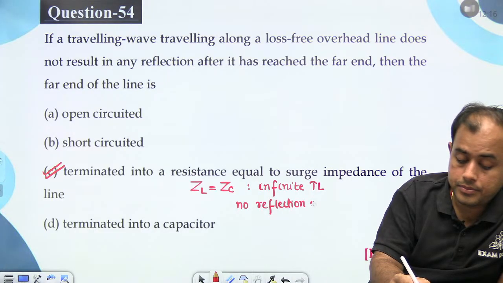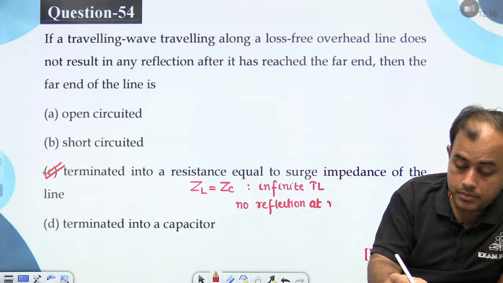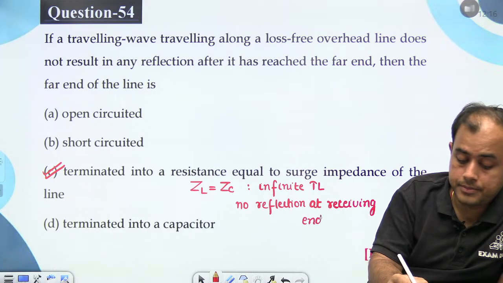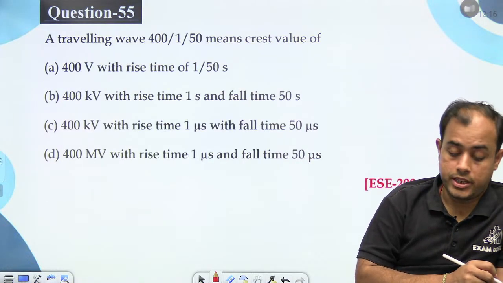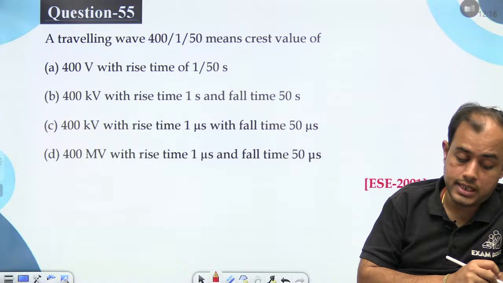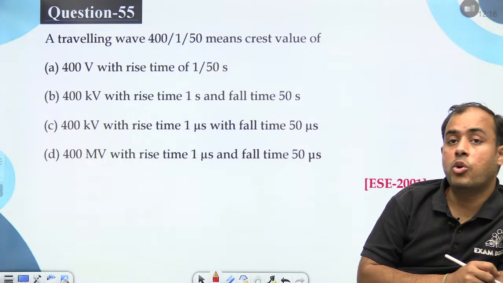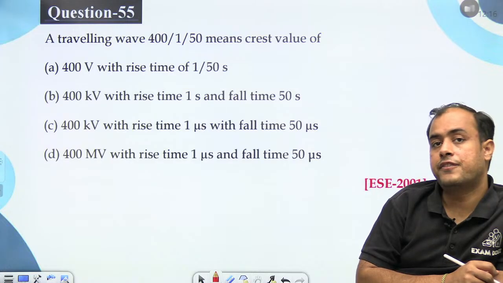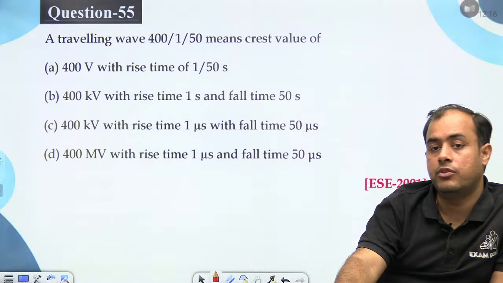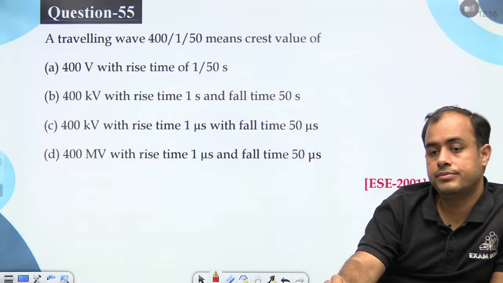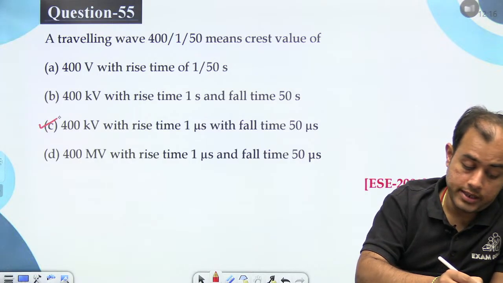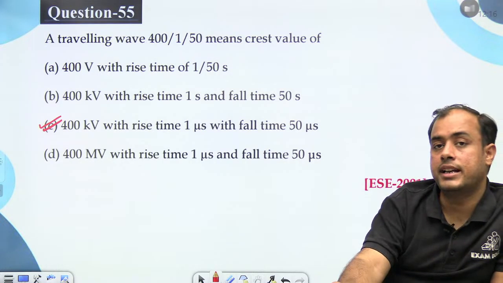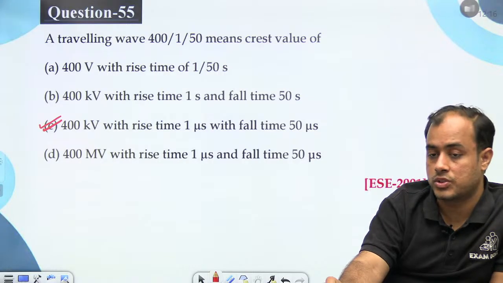at receiving end. ठीक है, कोई रिफ्लेक्शन नहीं होगा. ESE 2001, a traveling wave 1 by 50 means 1 by 50. What is the meaning of this traveling wave? 400 kV with rise time 1 microsecond, fall time 50 microsecond.